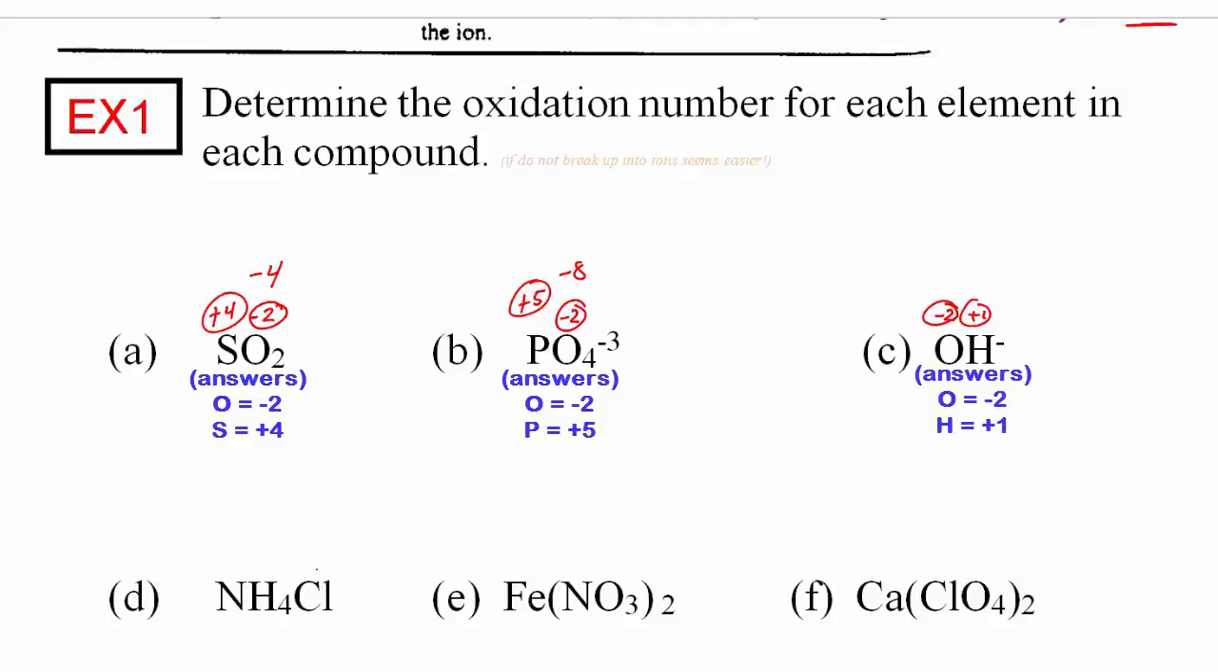Ammonium chloride. Let's start with the chlorine. Chlorine has to be negative 1. And remember, hydrogen is always positive 1. 4 times positive 1 is positive 4. And I've got a negative 1 from the chlorine. So I've got a positive 3 so far, so nitrogen has to be a negative 3.